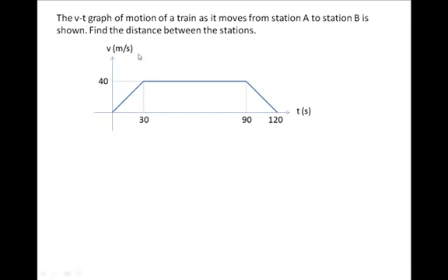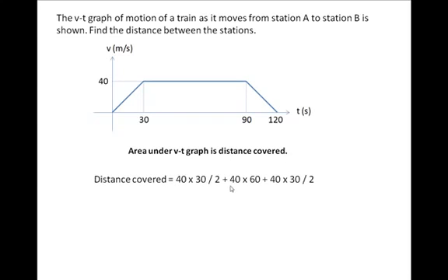So the first problem. It says the VT graph of motion of a train as it moves from station A to station B is shown. Find the distance between the stations. In this case, we use this rule: area under VT graph is distance covered. So all we have to do is find area under this graph. See here, there are two triangles. So 40 into 30 by 2 and here 40 into 30 by 2 and here is a rectangle 40 into 60. And you have your distance covered.